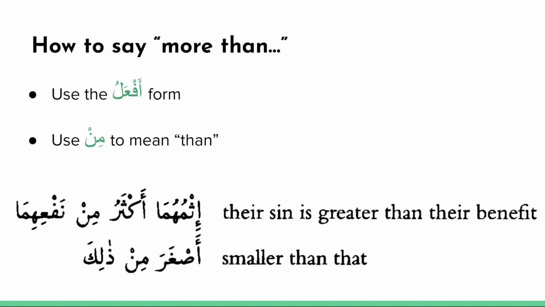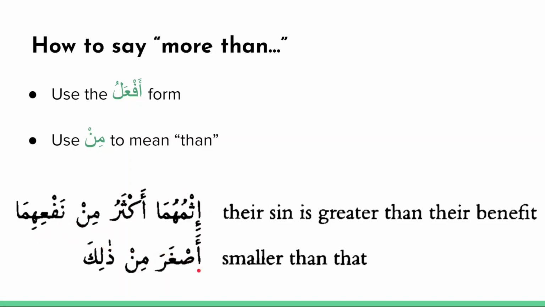إثمهما أكثر من نفعهما. So what is the superlative or comparative form here? In this case, it's the word aktharu, and it's comparative. So we're talking about more. Aktharu min. So it's more than. So what is the whole sentence saying? Ithmuhuma, their sin. So they're talking about two objects, the dual form. Their sin is more than their benefit.